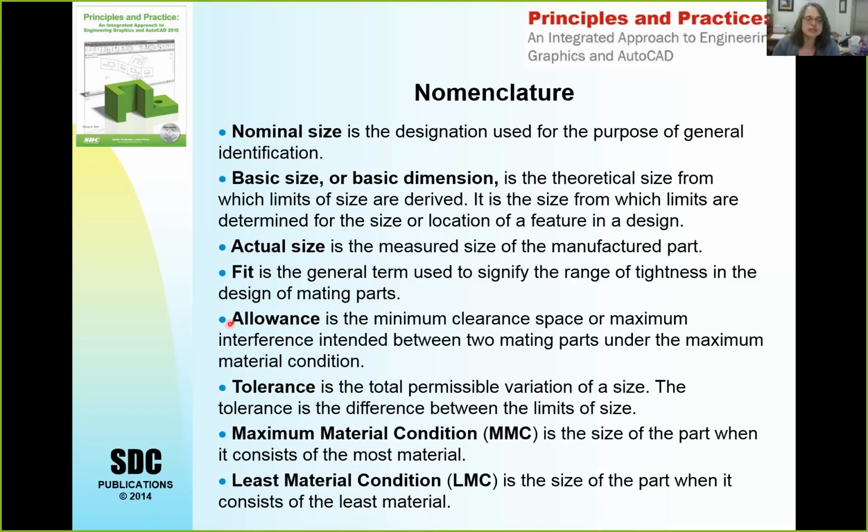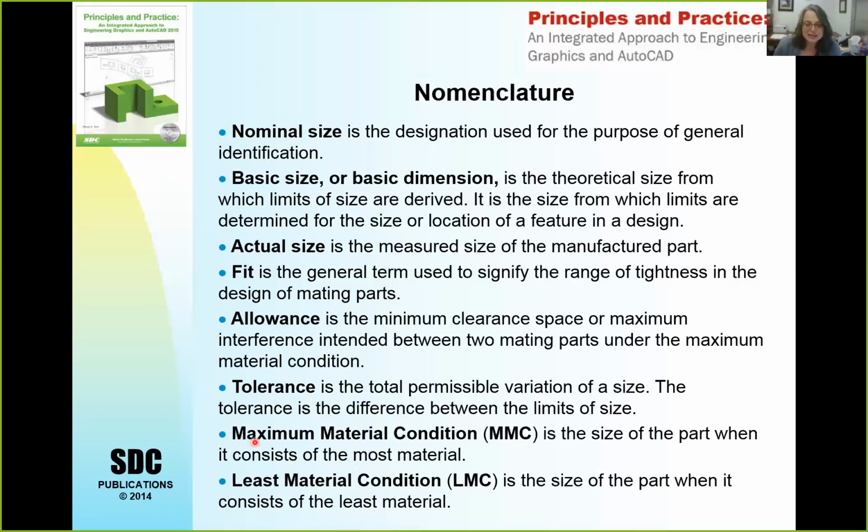The allowance is essentially the minimum clearance space between two mated parts. For example, gears. There's always a certain amount of space between the teeth. That would be the allowance. And tolerance we've already talked about.